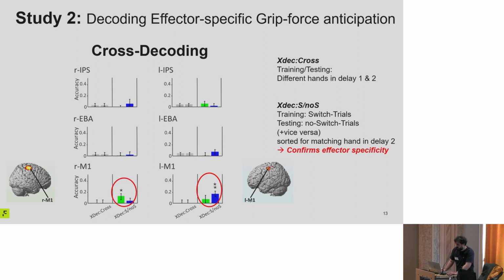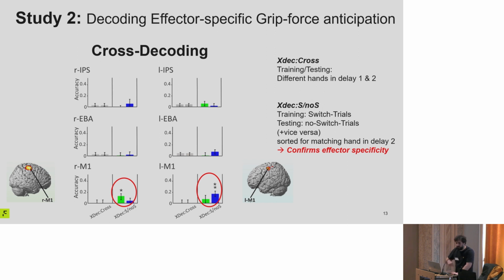The second cross-decoding analysis can be called the switch-no-switch decoding analysis, because in that case we wanted to test, during the second delay period, whether when participants previously prepared with the same end or with the other end, for example moving from preparation with the right hand to preparation with the left hand, we had similar brain activation codes representing the force intensities. We also wanted to see if that kind of cross-decoding reflected and corroborated the results of the main decoding analysis.